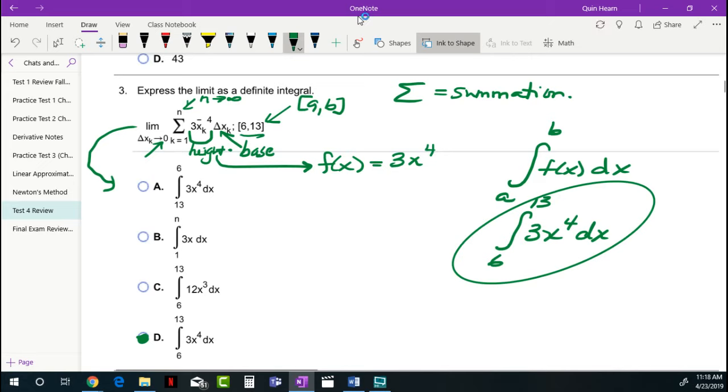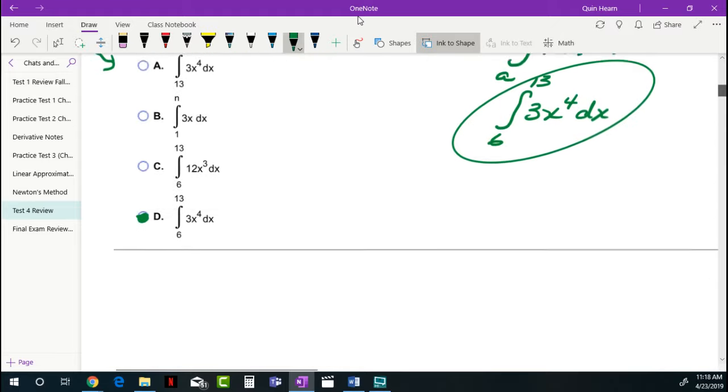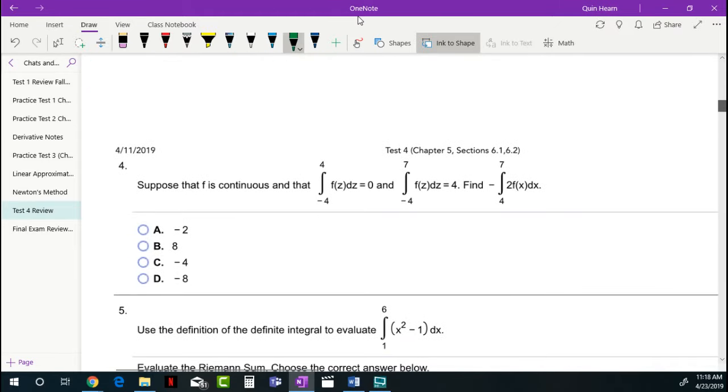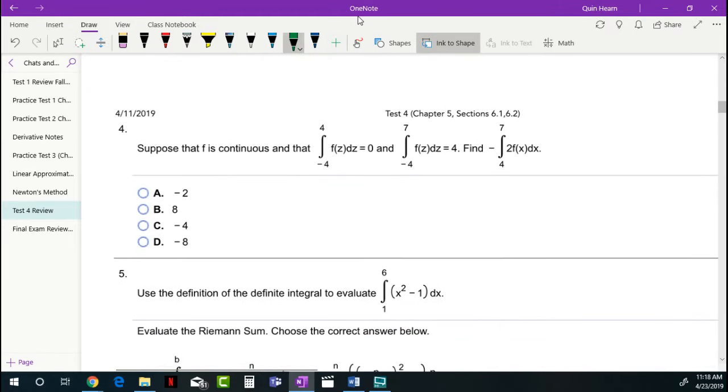So they're talking about the area on the interval between a and b of f of x dx. Replacing a with 6 and b with 13, and replacing f of x with what function it actually is equal to, 3x to the fourth dx, that gives you the definite integral version of that notation. So the answer to this one would be D.